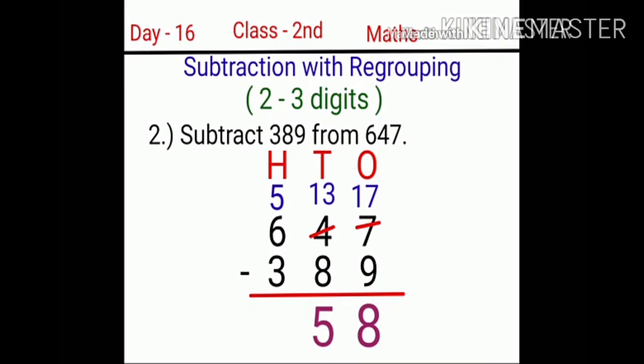Now in the hundreds place, this 6 will become 5. Now 5 minus 3 is 2. So the answer we got is 258. Okay, revise this all children.